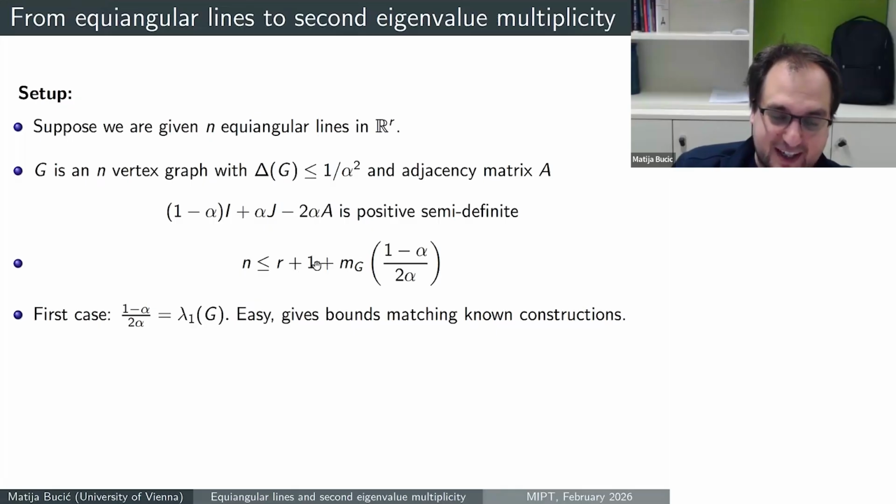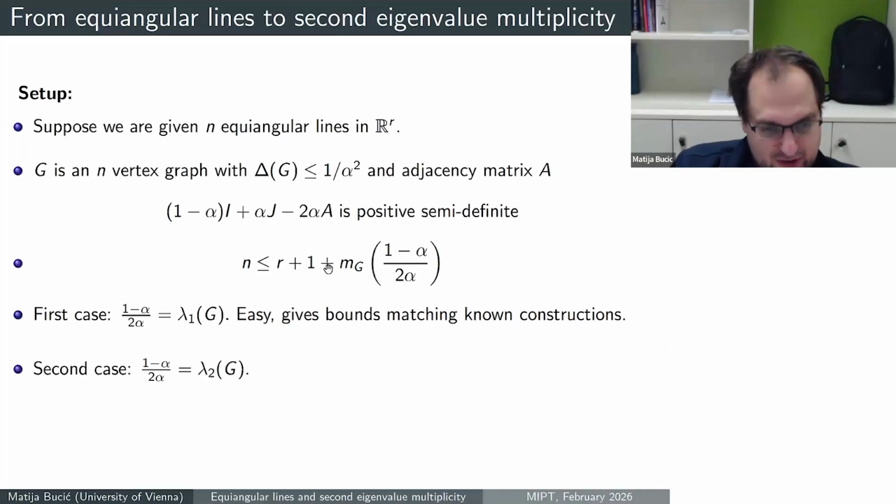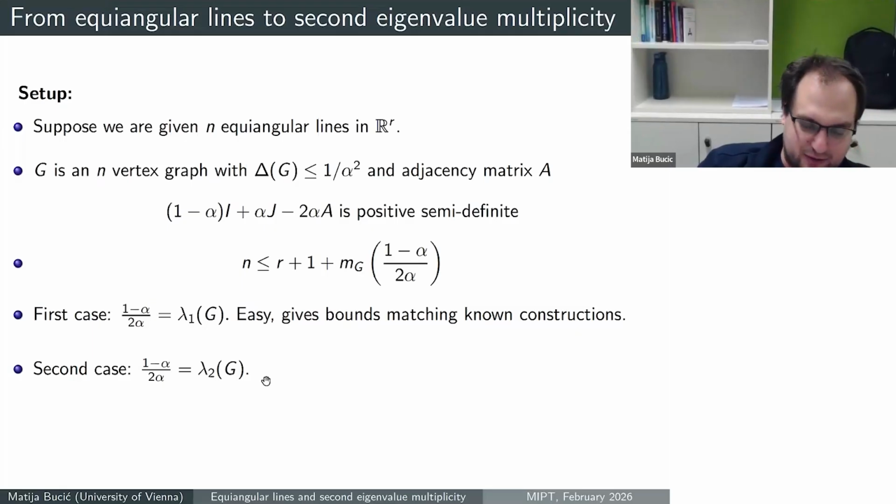But in the second case, I actually don't know how to do it, but luckily it will not be important. And what is the second case? Well, we now kind of resolved what happens if it's the largest eigenvalue. Now, what if it's the second largest eigenvalue? Well, this is still something we have some sort of idea about.